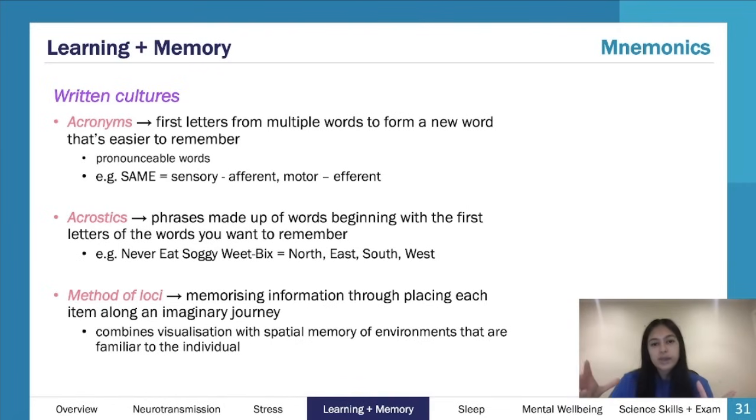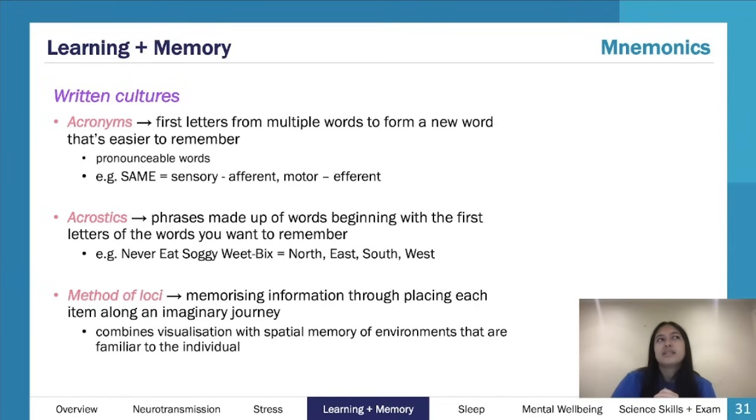Acronyms is basically when you put the first letters or the first phrases together and it forms a pronounceable word. I put an emphasis on this: it has to be something you can pronounce. Like we were talking about with SAME, sensory afferent motor efferent, or a company name like NASA, it's a pronounceable word. You don't say N-A-S-A, you say NASA. I don't even know what it stands for. But you know, NASA, that sort of thing. It's something that you pronounce.